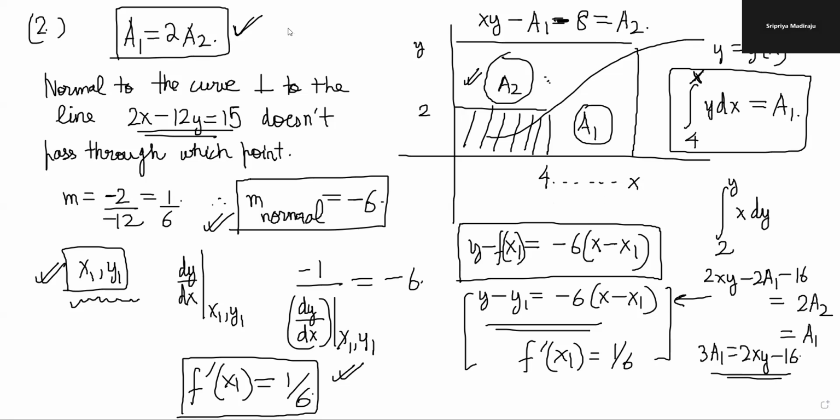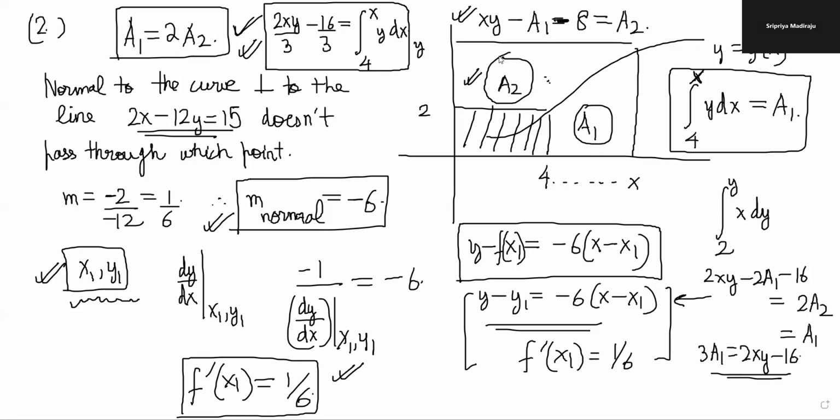This is my equation. I'm getting A1 is equal to 2 by 3 xy minus 16 by 3. So 2xy by 3 minus 16 by 3 is equal to the integral from 4 to x of y dx. Do you understand what I have done? We have written an equation connecting A2, A1, this rectangle and the big rectangle, and we are eliminating A2 because we know twice A2 is A1.